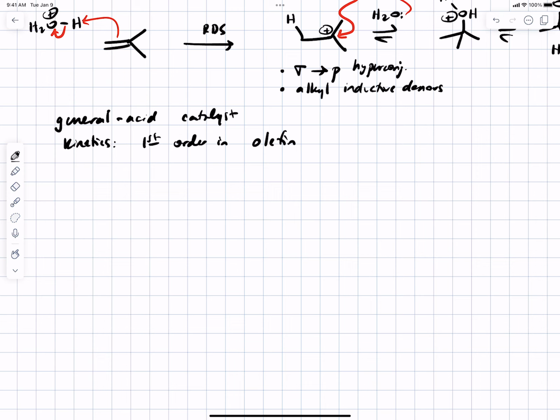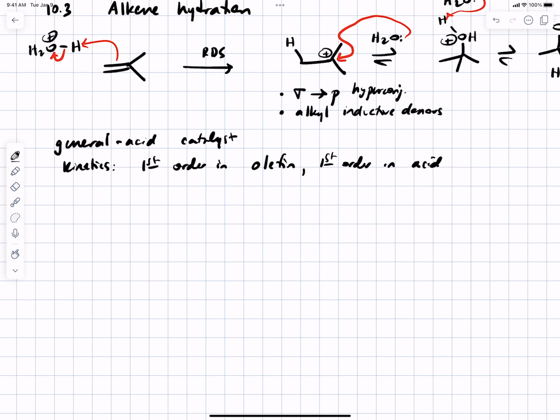Let's see, and it's also first order in acid. Another way you can tell that this is general acid catalysis is there is a strong primary kinetic isotope effect. If you do hydrogen versus deuterium for the acid or whatever proton donating species, it's like 6, which is pretty close to the theoretical max, which tells you that proton transfer is a big part of the rate determining step.